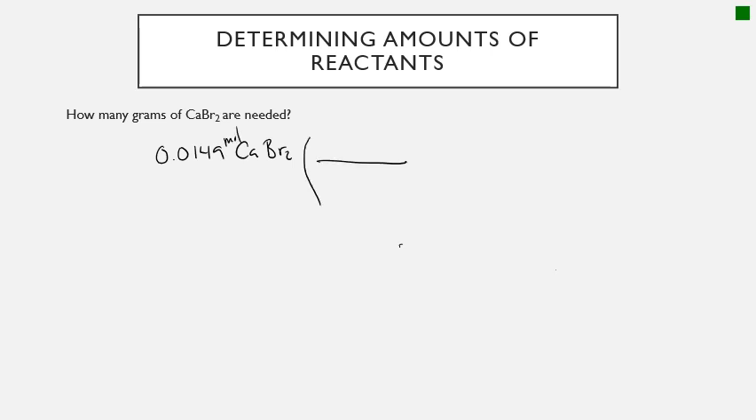For every 1 mole of calcium bromide, that has a mass of 199.9 grams. And of course, I'm just getting this information from the periodic table, 1 calcium plus 2 bromines. And when I do that, what I'll find out is I need 2.98 grams of calcium bromide.